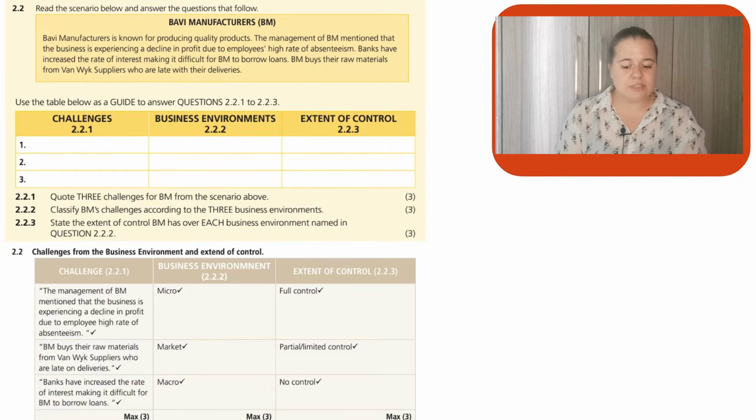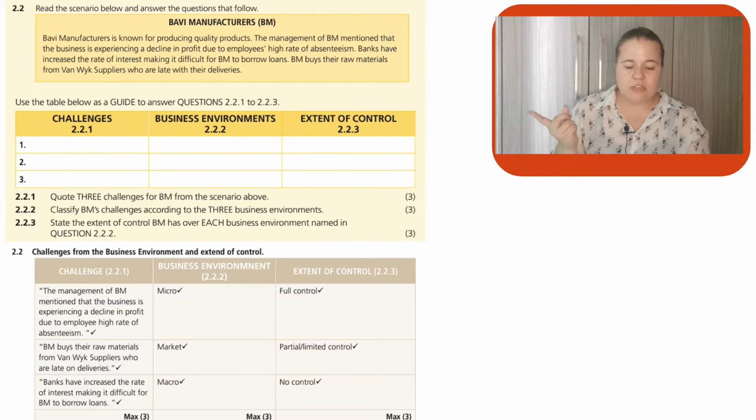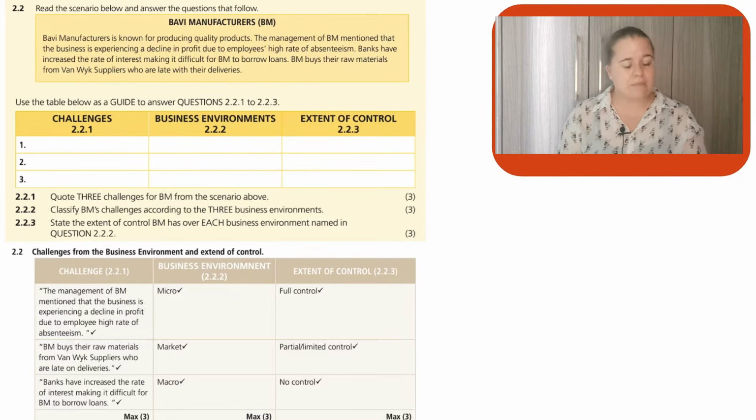All right, there's the answer. Okay, I know it's all in one snapshot, but I'm going to go through each one. So we mentioned the high rate of absenteeism. So that's our challenge. Now, which environment does it fall part of? Micro. In micro, what control do we have? Full control. Okay, remember micro, inside the business, we have full control over it. Now, just to relate it back to the work, this one would be put under difficult employees because they're being difficult. They're absent often, maybe for no reason. So it would fit under difficult employees, even though they're not asking us that in this question.